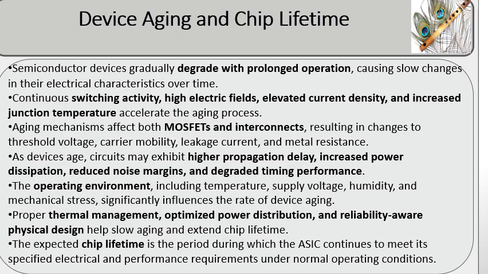Every semiconductor device undergoes gradual aging as it operates over months and years under electrical, thermal, and environmental stress. These aging mechanisms slowly alter the characteristics of transistors and interconnects, affecting switching speed, leakage current, propagation delay, and overall circuit performance. Higher operating temperature, supply voltage, switching activity, and current density accelerate this degradation process and shorten the expected chip lifetime.